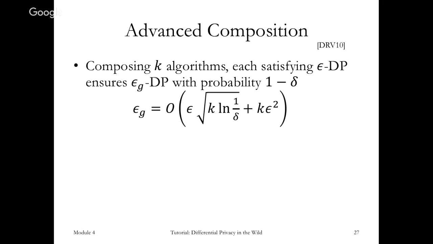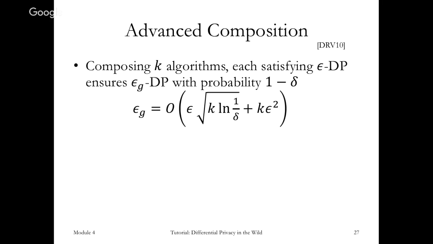And the high-level intuition for advanced composition is that composing K algorithms, each of which satisfies epsilon differential privacy, gives epsilon-prime differential privacy with high probability. So this is not the definition of pure differential privacy, but a more relaxed version, which is called epsilon-delta differential privacy, where the epsilon here is on the order of epsilon times square root of k log 1 over delta plus k epsilon squared. So this privacy bound is much tighter than k times epsilon when k is large and epsilon is small.